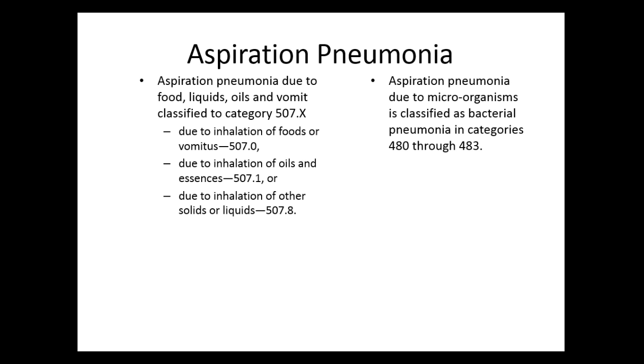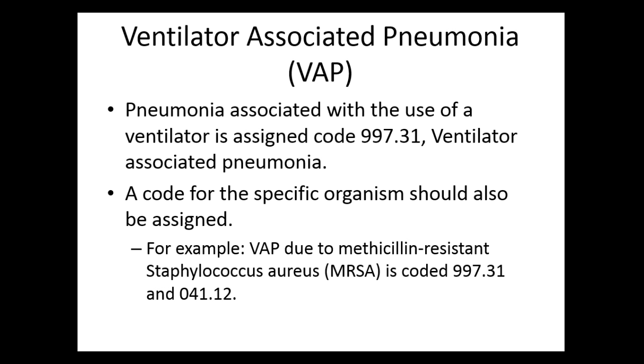Aspiration pneumonia is a severe type of pneumonia resulting from the inhalation of foods, liquids, oils, vomitus, or microorganisms from the upper respiratory tract or the oropharyngeal area. It is possible for both the type of pneumonia coded to category 507 and that coded to 480 to 483 to be present concurrently.